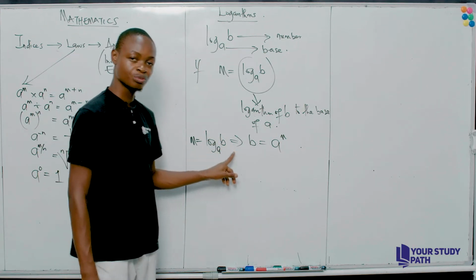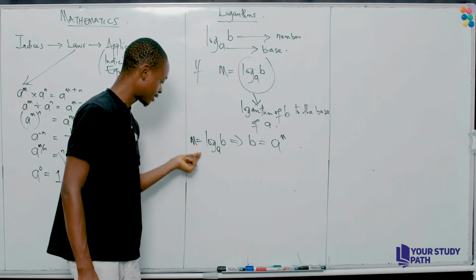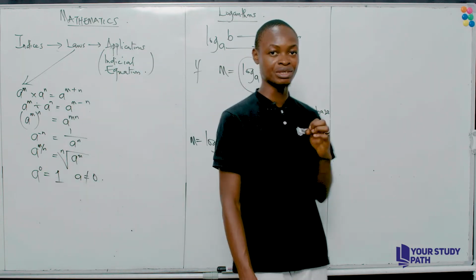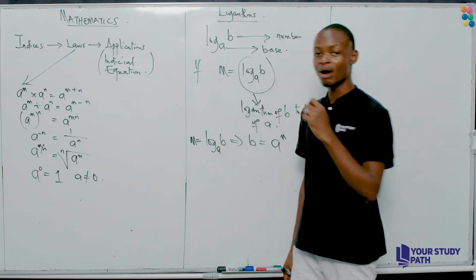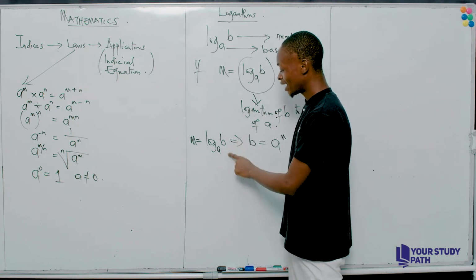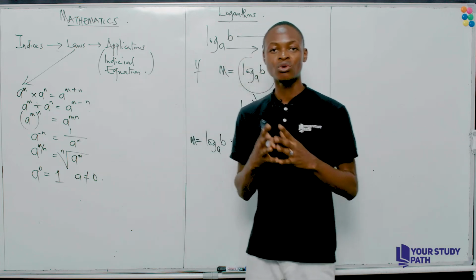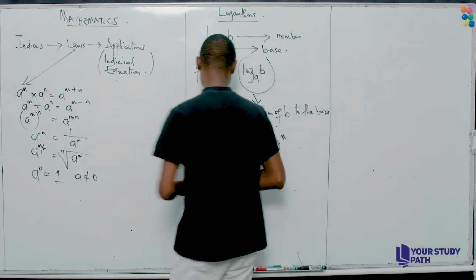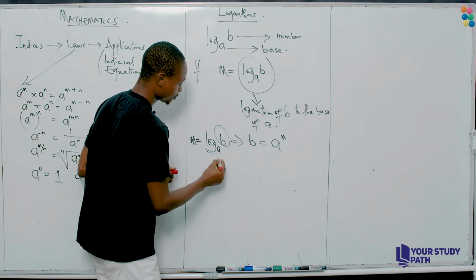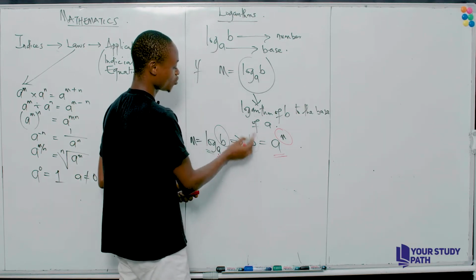When m is equal to log b to the base of a, then b is equal to a raised to the power of m. In essence, it means that the logarithm of a number to a particular base is in fact the power of the base. The logarithm of a number with respect to a base is in fact the power of that base that equals the number, right? The logarithm of a particular number to a base is in fact the power of that base that equals the number.